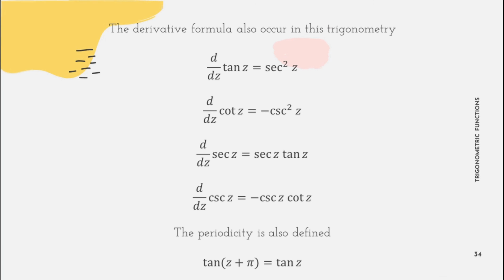The derivative formulas also occur in these trigonometric functions. The derivative of tan z is equal to secant square z. The derivative of cotan z is equal to minus cosecant square z. The derivative of secant z is equal to secant z times tan z. The derivative of cosecant z is equal to minus cosecant z times cotan z. The periodicity is also defined for tan. The periodicity is tan z plus pi is equal to tan z.